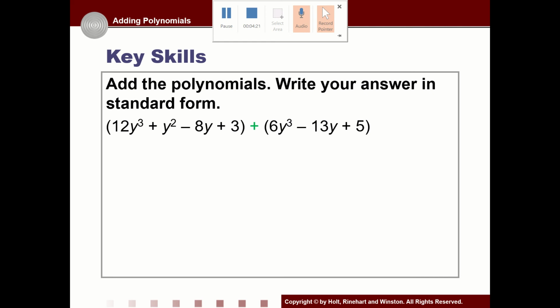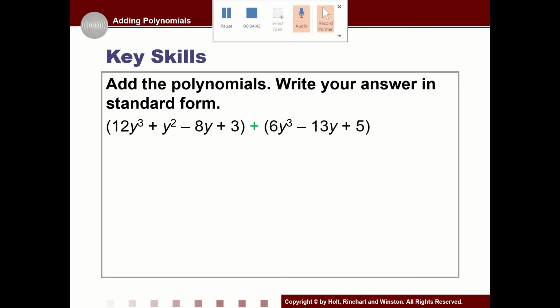Before we actually add them, let's review naming. If I look at this first polynomial, I can see that it has a degree of 3. Remember, that's the highest exponent. And it has 4 terms. So this one would be a cubic polynomial.